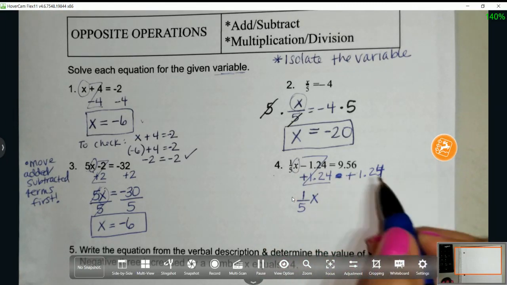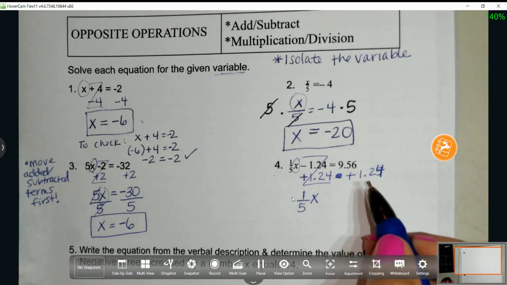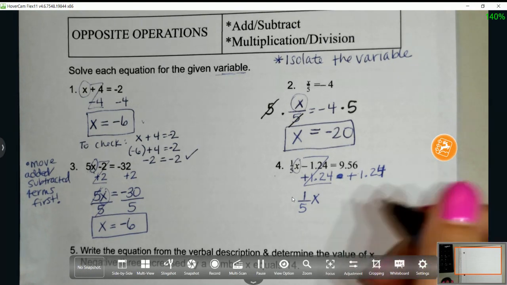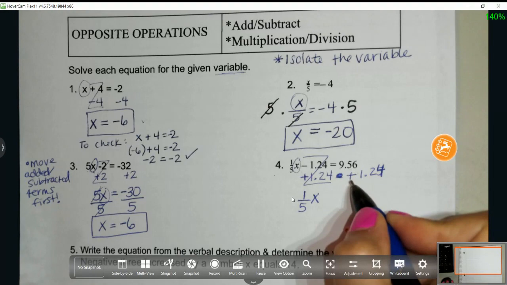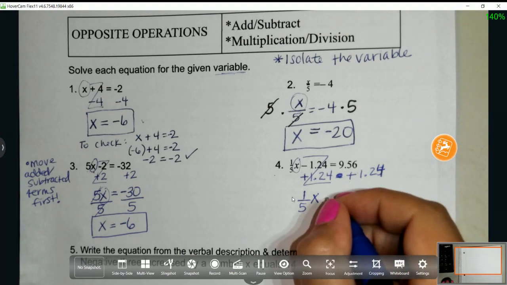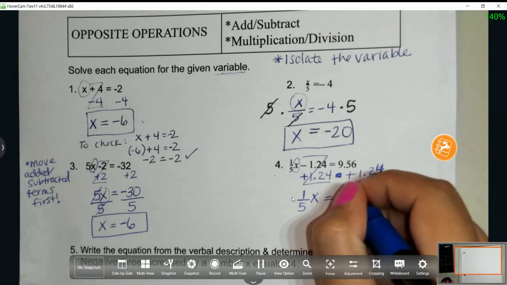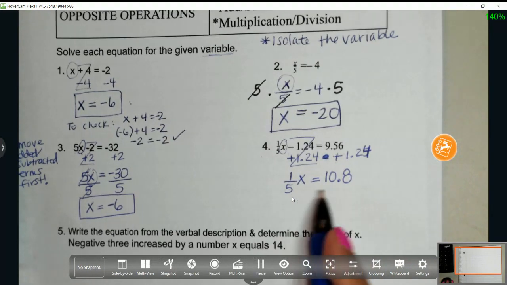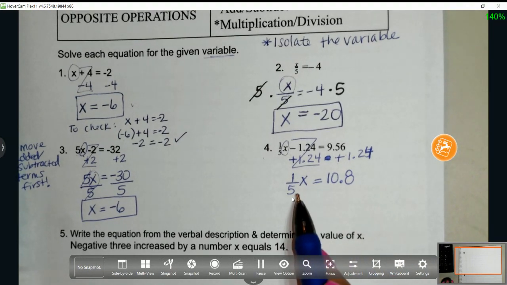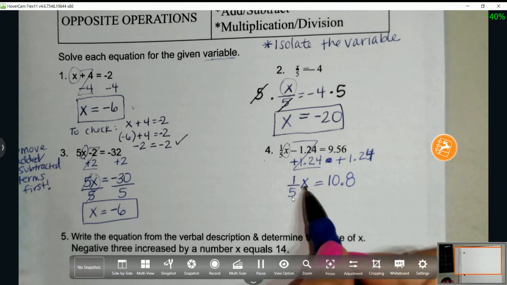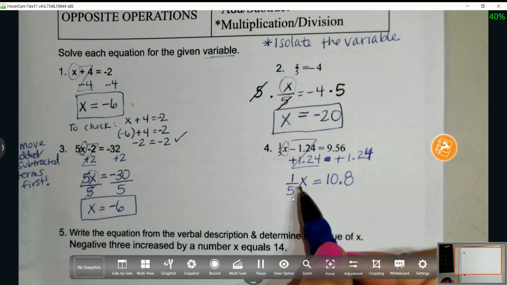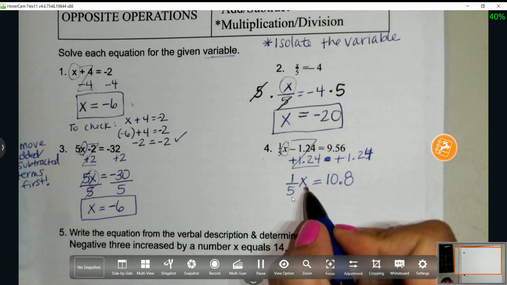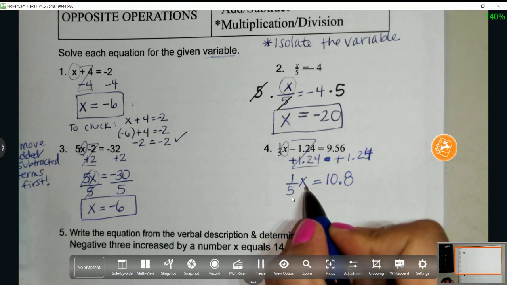Now I'm going to add 9.56, and so I'm going to do plus 1.24. So 9.56 plus 1.24. I just did that on my phone real quick, and I got 10.8. Once you're here, we then want to ask ourselves, okay, I need to get this x alone. So right now, what we're seeing is we're multiplying 1/5 times x.